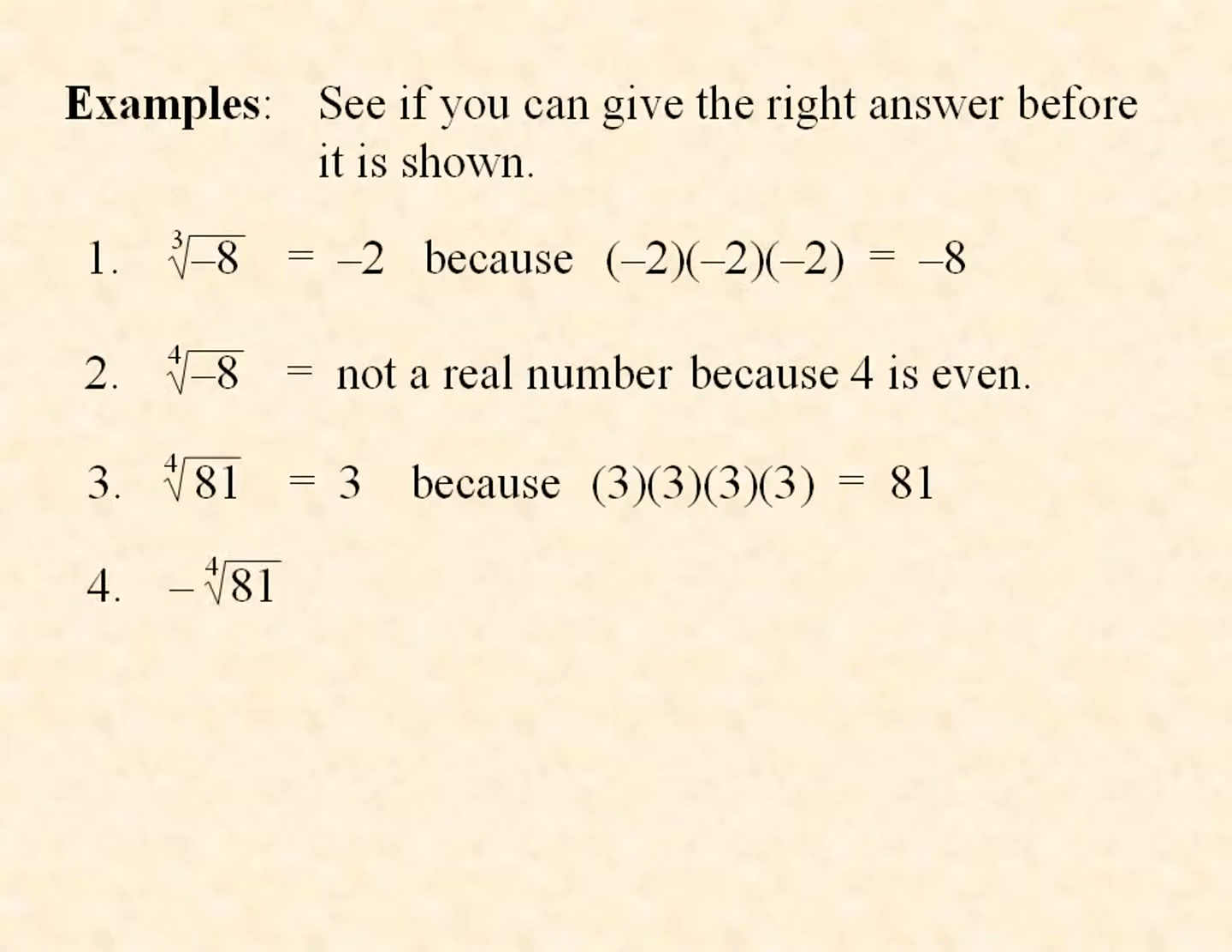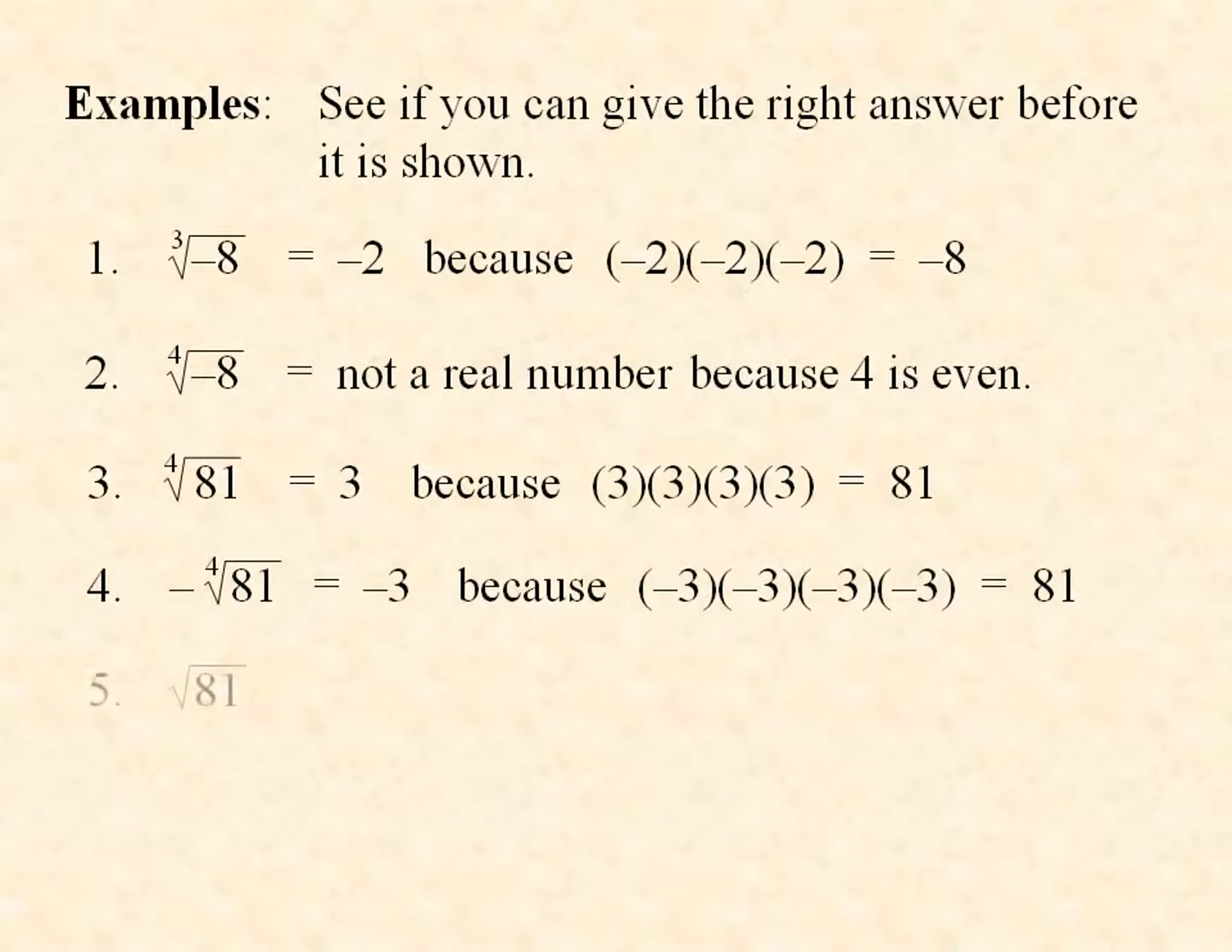What's this? It's -3. That negative out front means the negative number whose fourth power is 81. -3 times itself 4 times is 81. That's the square root of 81. It's 9. 9 times 9 is 81.